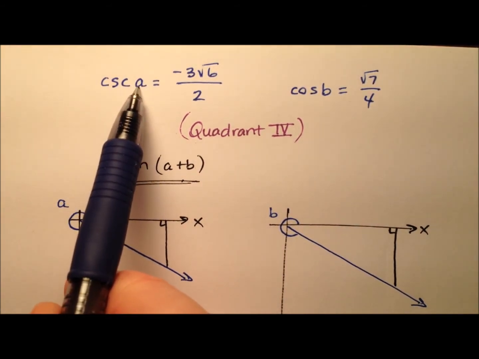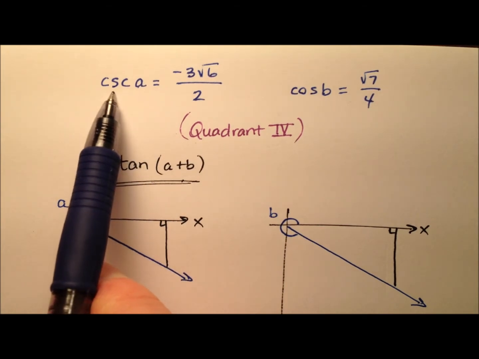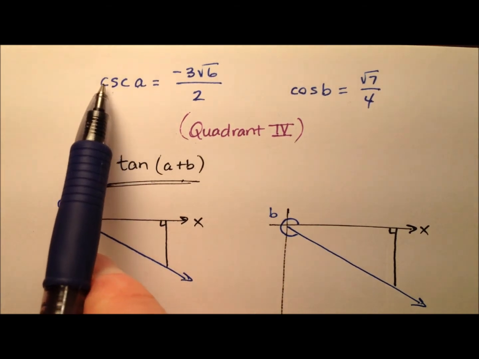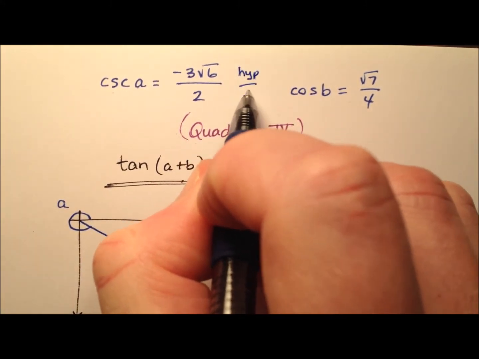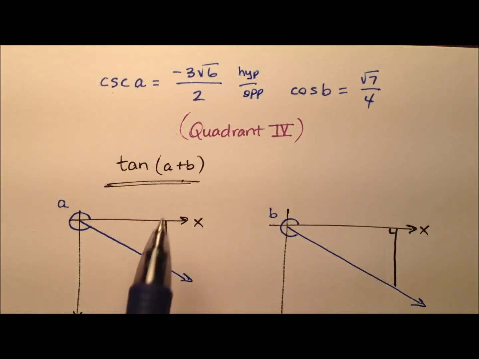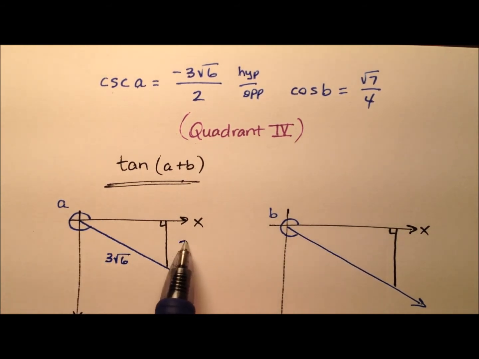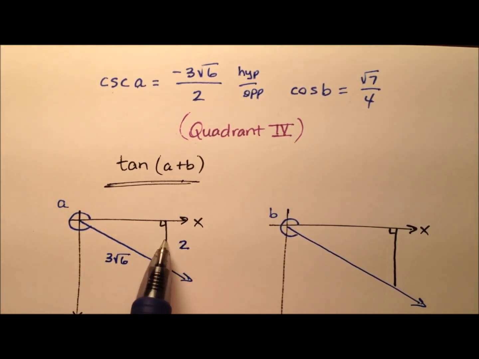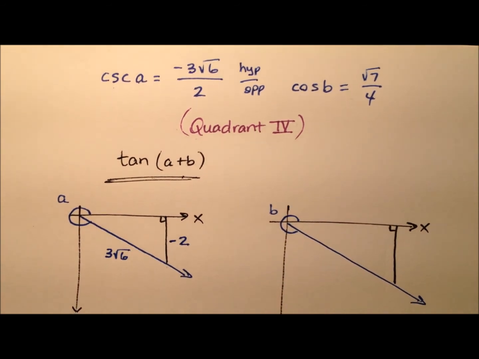Cosecant of angle A, so we're going to use this triangle first. And cosecant, we know, is a reciprocal function for sine. And sine is opposite over hypotenuse. So this guy will be hypotenuse over opposite. Okay, so that means 3 radical 6 will be our hypotenuse, and the opposite side will be 2. And of course, this 2 is coming down parallel to this y-axis, so it'll be a negative 2.